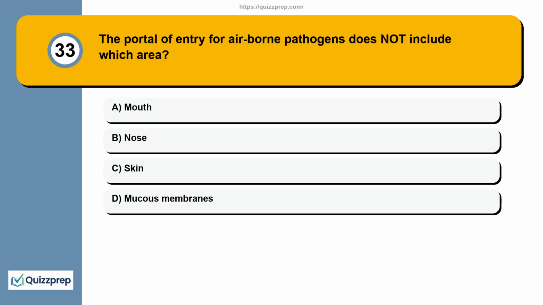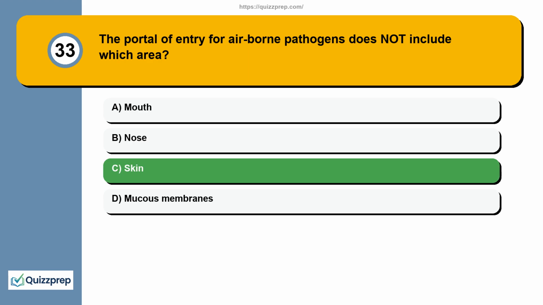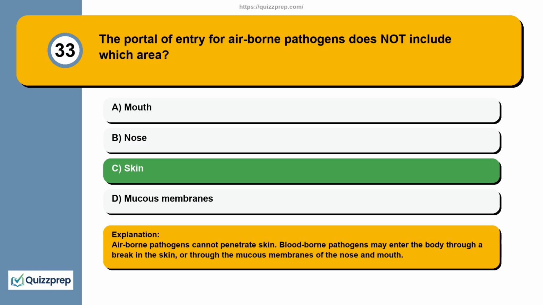Question 33. The portal of entry for airborne pathogens does not include which area? Mouth, nose, skin, mucous membranes. Airborne pathogens cannot penetrate skin. Blood-borne pathogens may enter the body through a break in the skin, or through the mucous membranes of the nose and mouth.